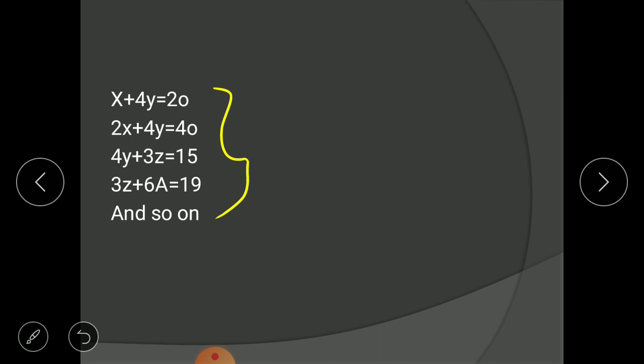See, now just imagine: to solve these two equations is an easier task, but to solve these 4 equations together, where we have another variable that is z, then again another variable that is a, this will add complexity to the equation. That is why this method is known as a simultaneous equation. So many equations together we are solving. That is why we are terming it a simultaneous equation.